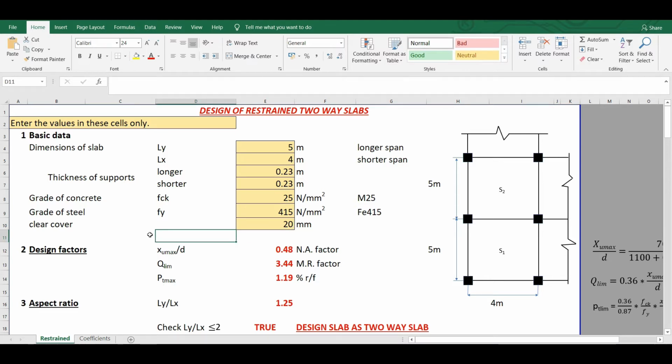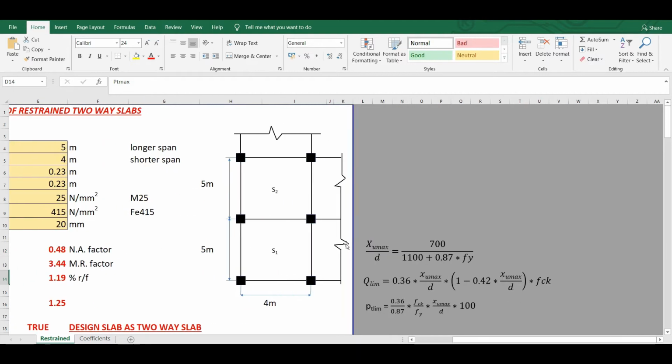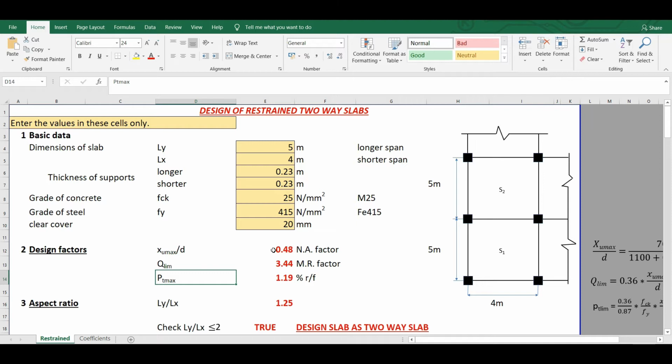The next step is to calculate the design factors. Here the design factors are Xu max by d, Q limit and pt max. The formula for all these factors is given here, so based on the above values we will calculate the design factors.